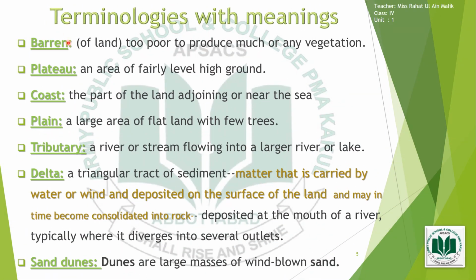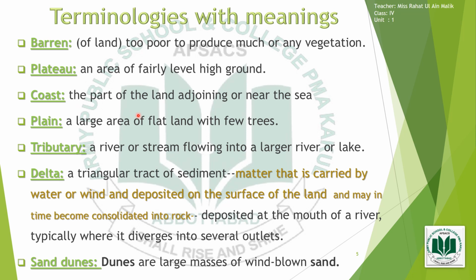Okay, the very first thing is about terminologies, the words used in social studies with their meanings. First word is barren. What is meant by the word barren? It is about land, right? A land that is too poor to produce much or any vegetation. A land where vegetation cannot grow, where cultivation is not possible. That is a barren land.